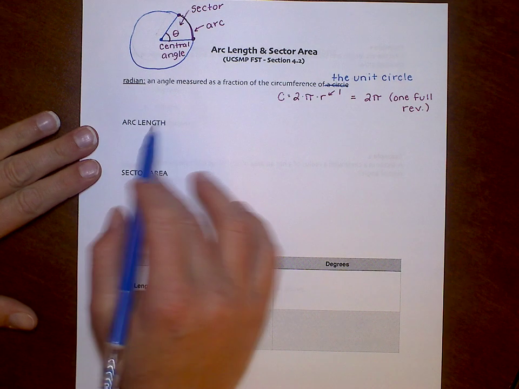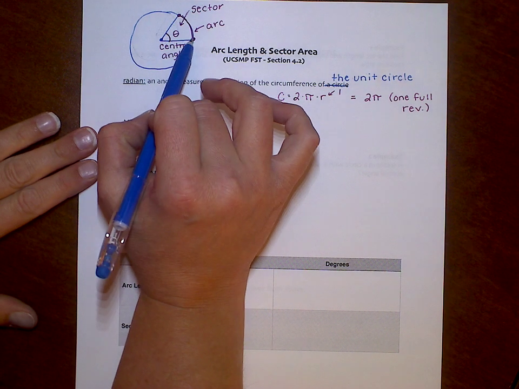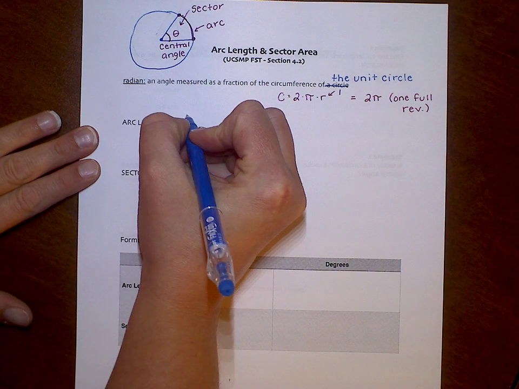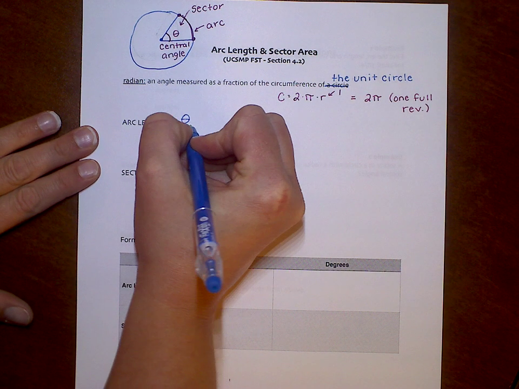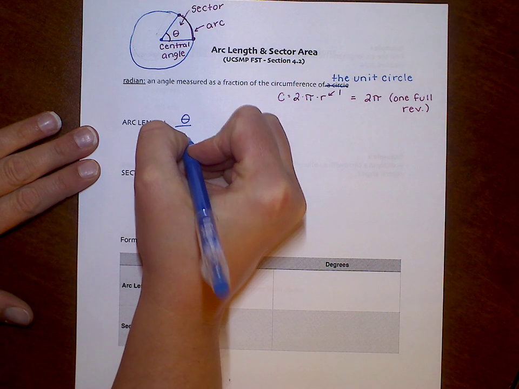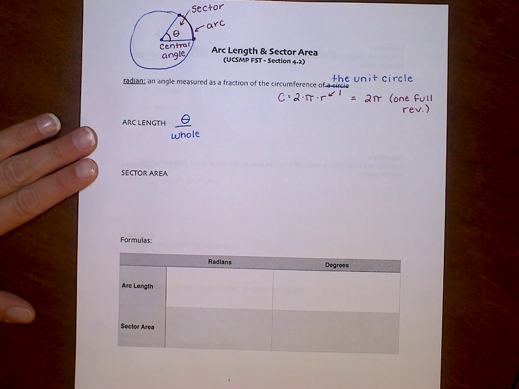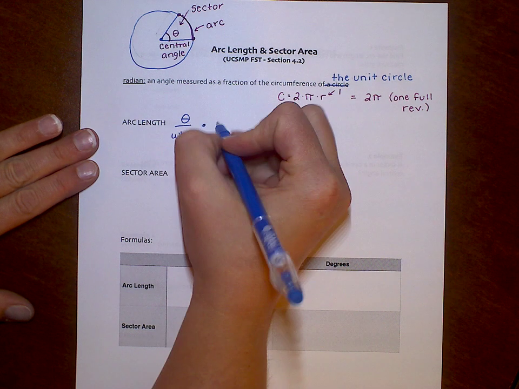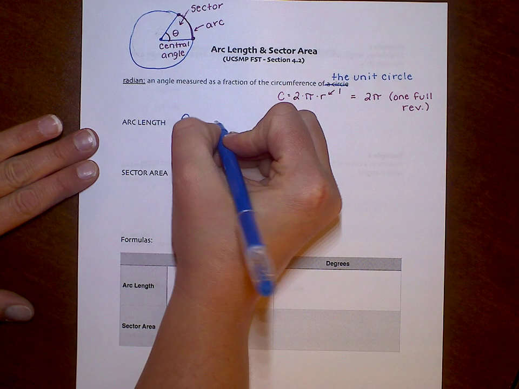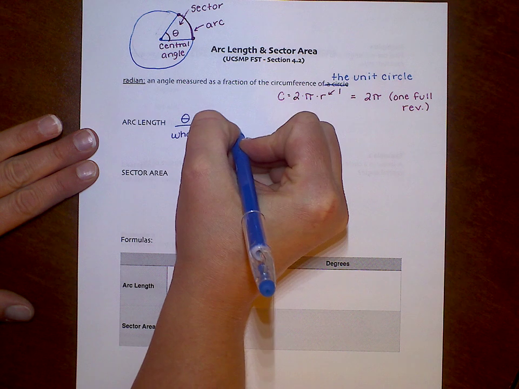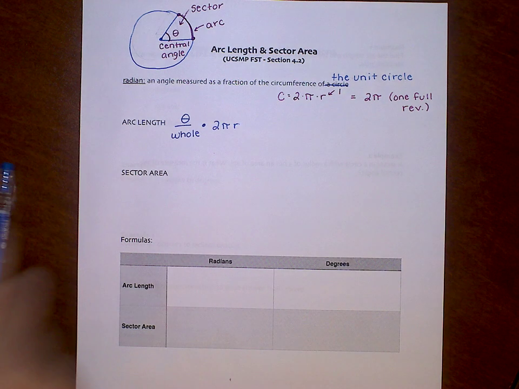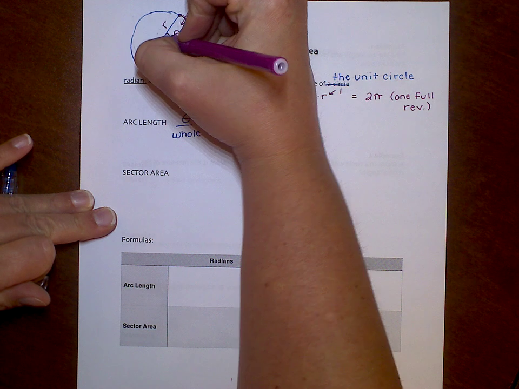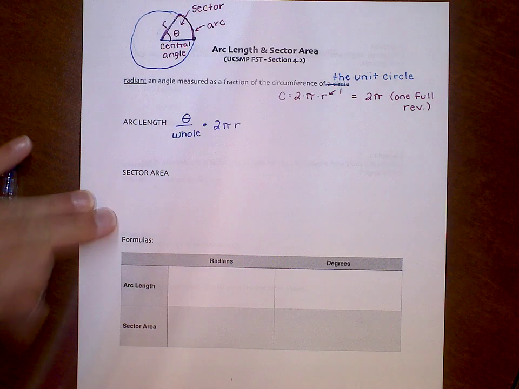Okay, so for arc length, like I said, measuring this arc is always a fraction of the circumference of the circle. So it's always going to be theta divided by the whole circle, and I'm writing it that way for a reason. That's the fraction, and then times the circumference, which, remember, circumference is 2 times pi times the radius. I didn't label my radius up here. I think you guys know what a radius is, but I guess I should. Radius is this length right here.